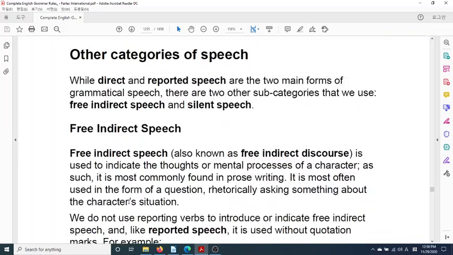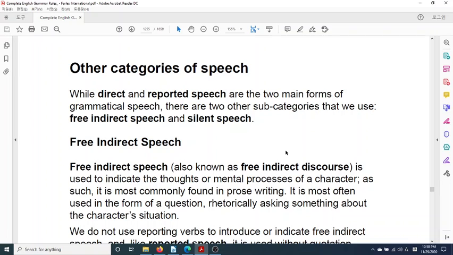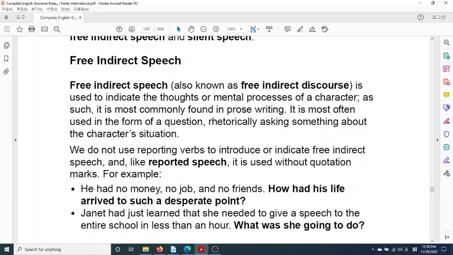Okay, good. Other categories of speech. While direct and reported speech are the two main forms of grammatical speech, there are two other subcategories that we use: free indirect speech and silent speech. So what's free indirect speech? Also known as free indirect discourse, discourse just means to talk together, it is used to indicate the thoughts or mental processes of a character. As such, it is most commonly found in prose writing.